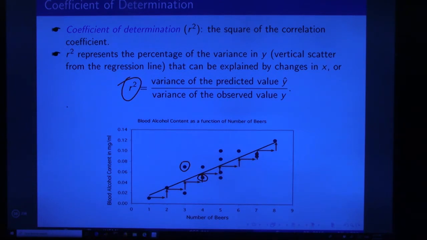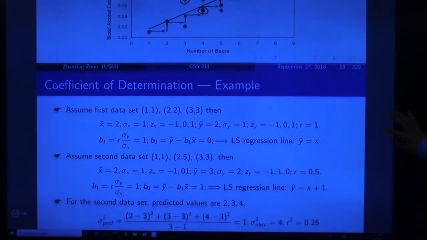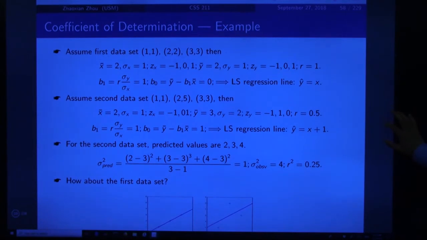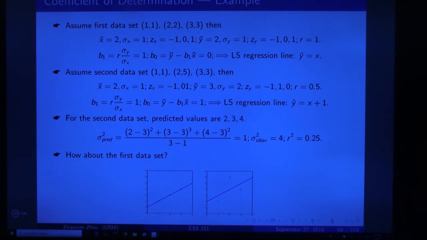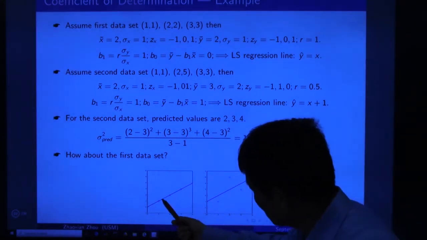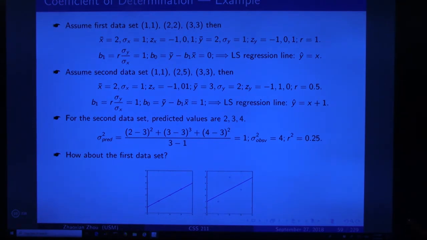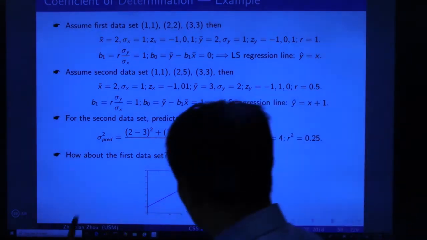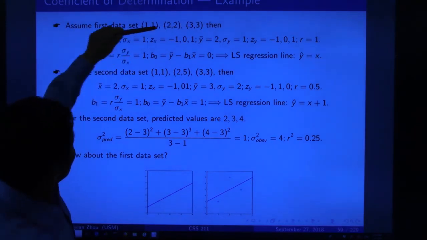Now let's use one example to show how to understand this coefficient of determination. Here, we assume we have only 3 pairs of data. The first point is 1, 1, the second point is 2, 2, the next point is 3, 3. If we draw 1, 1 here, 2, 2 here, 3, 3 here, and draw the line, perfect. The line passes through all the points. Now let's calculate with our formulas. X bar, 1, 2, 3, equals 2.